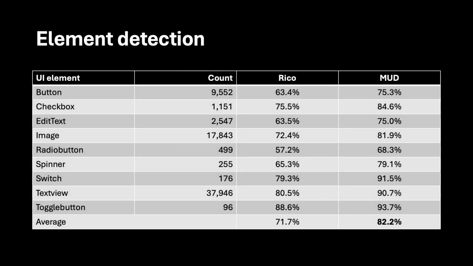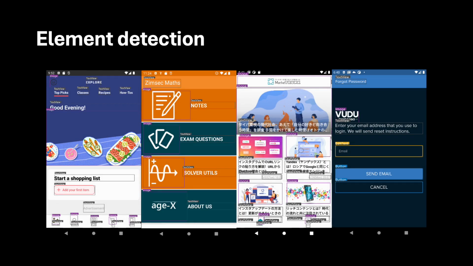In the numerous types of UI elements, the model trained using our dataset, MUD, consistently outperformed the model trained using the RICO dataset. This shows that our dataset is able to more accurately detect UI elements in current screenshots of apps. Here are some examples of the element detections. Our dataset can help train a model to identify complex UIs accurately.